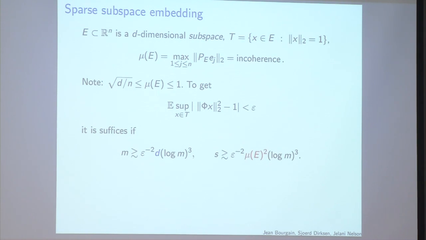And then the expected restricted isometry constant of this sparse transform on this subspace is smaller than epsilon when the embedding dimension scales like d times epsilon to the minus 2. And the sparsity scales like epsilon to the minus 2 times the squared incoherence parameter. Okay, and if this incoherence is very small, then you can really set S very low, so as low as 1, okay, in very good cases.